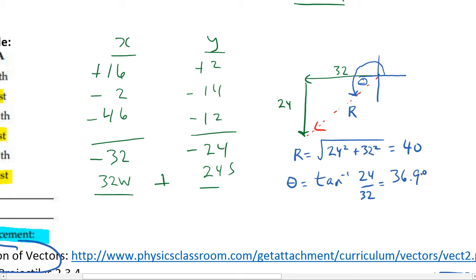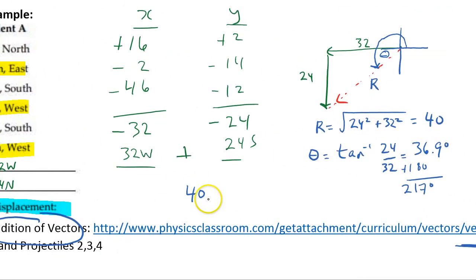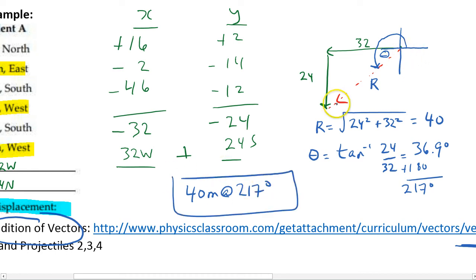Okay, so now again, because of this being in the third quadrant, I'm going to add 180 to that. So I will get 217. I'll round it off to the nearest degree. 217 degrees. So to state my answer nice and clearly at the end, remember we have a magnitude which has a number, and units. What are the units in this case? Meters. 40 meters at 217 degrees. So it would go in that direction.